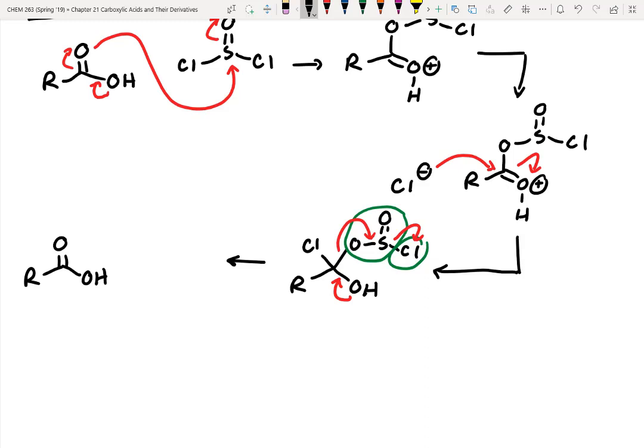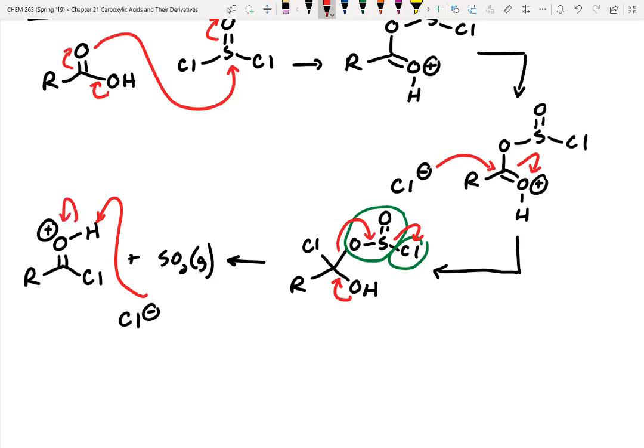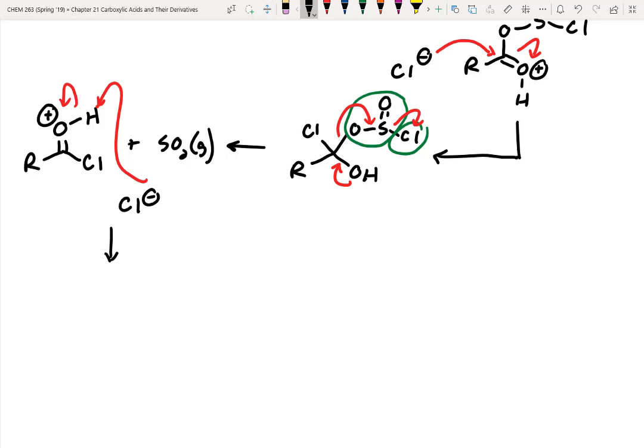That leaves us with our carboxylic acid plus SO2, which we said is a gas that'll bubble out of solution. This oxygen still has a proton on it, excuse me. Oops, and this should be a chlorine. Holy cow. And then we have Cl minus floating around. So at this point, your chloride can act as a base. Like I said before, in this reaction, it acts as both a nucleophile and a base. All right, so now we've made our acid halide.